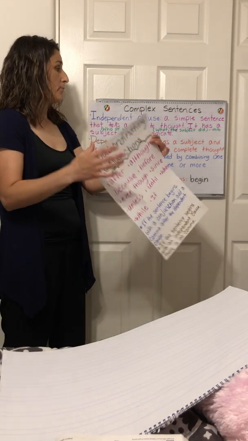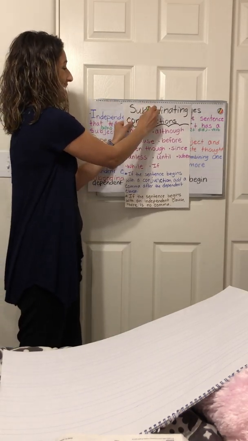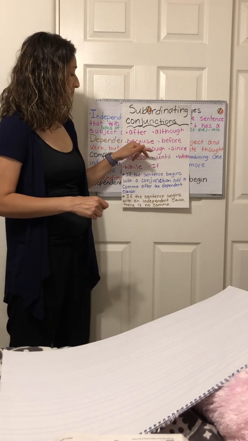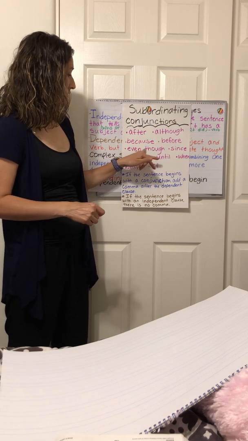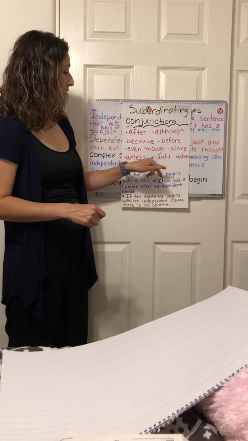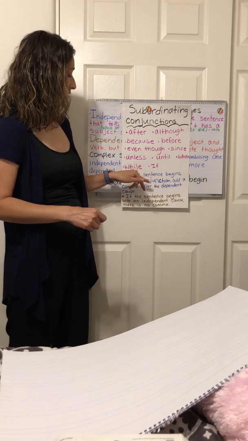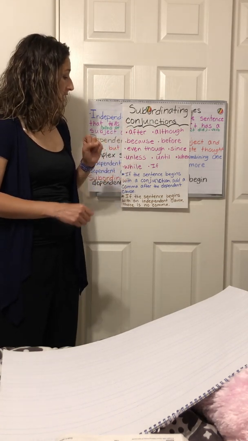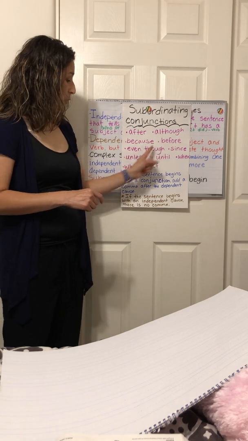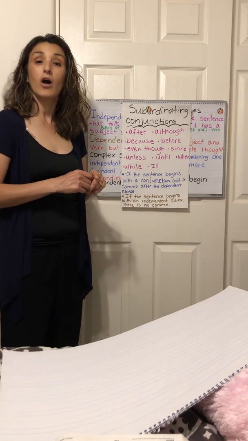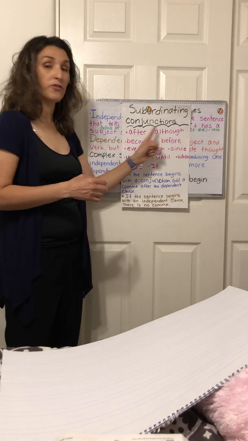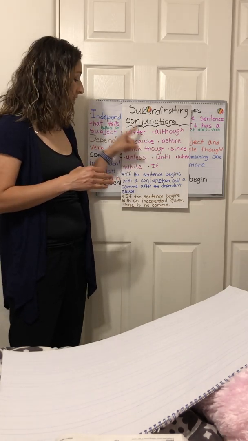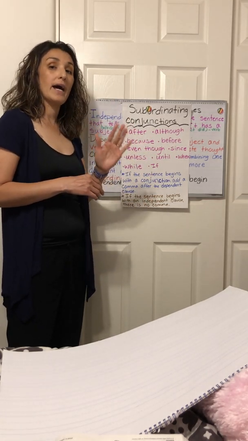And some examples of the subordinating conjunctions, again, these are only some of them, could be after, although, because, before, even though, since, unless, until, when, while, and if. Those are some of the words that you can use. Then it says, if the sentence begins with a conjunction, add a comma after the dependent clause. So after the part that has the conjunction. But if the conjunction is in the middle, you do not have to add the comma.